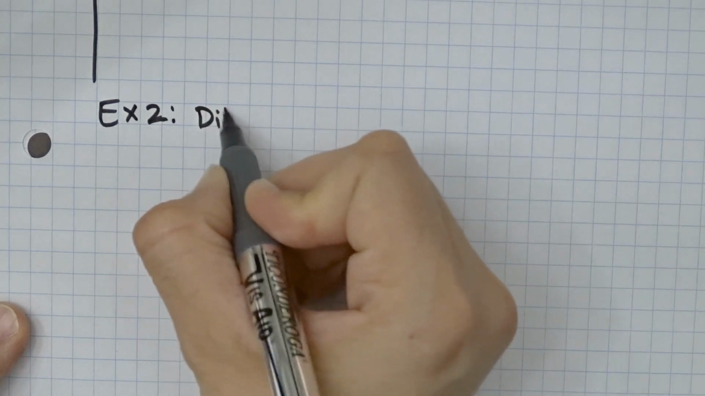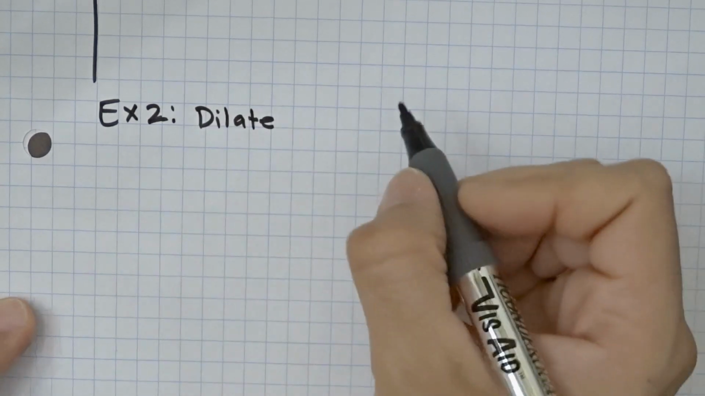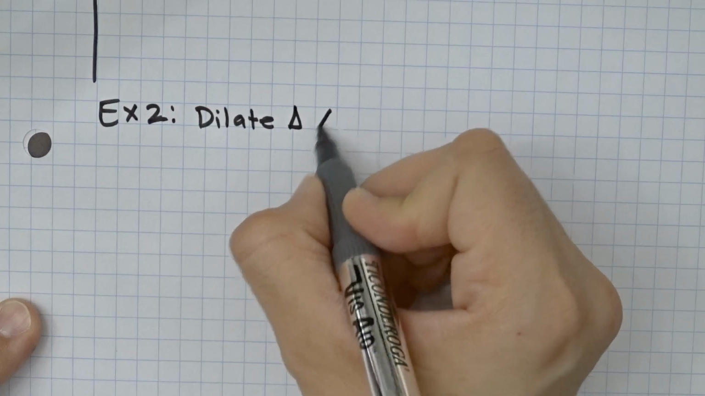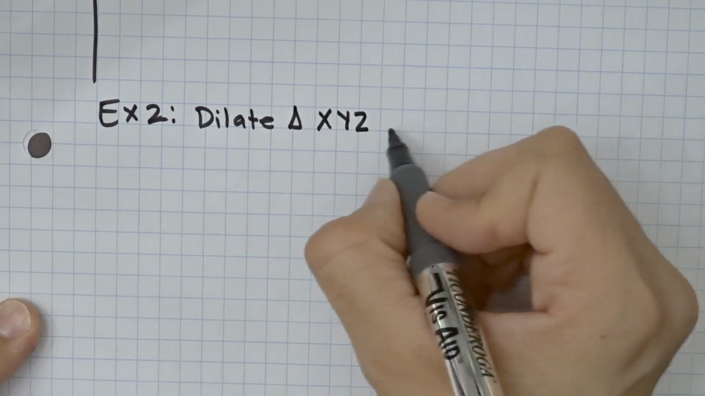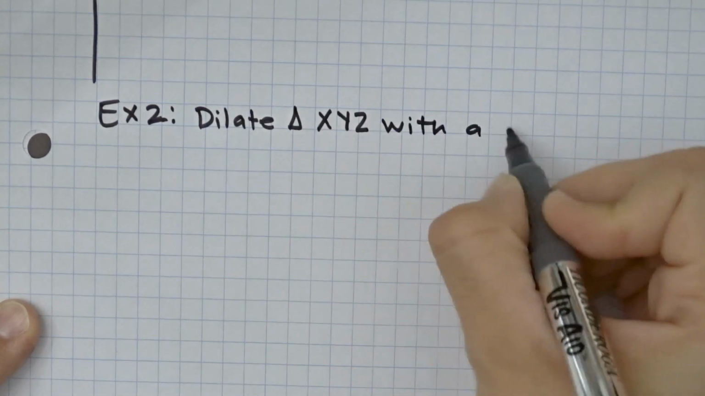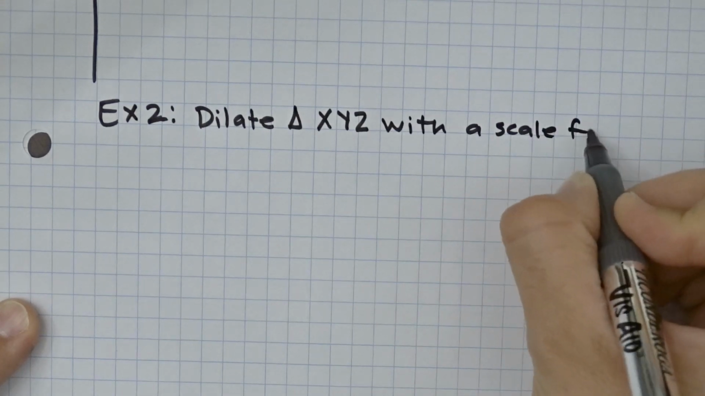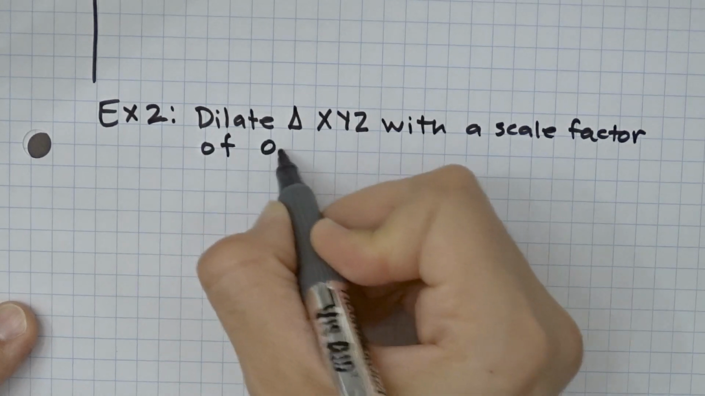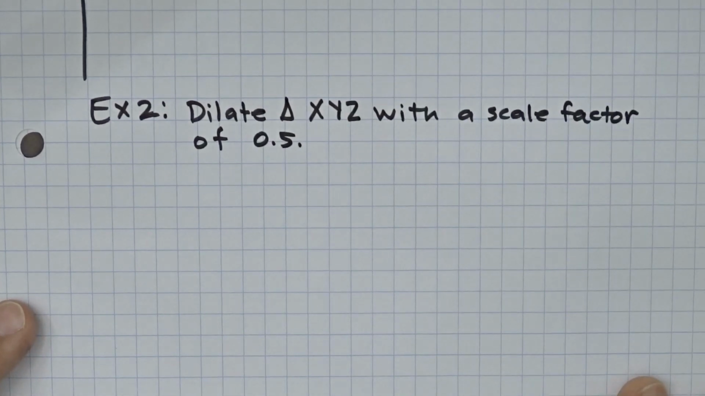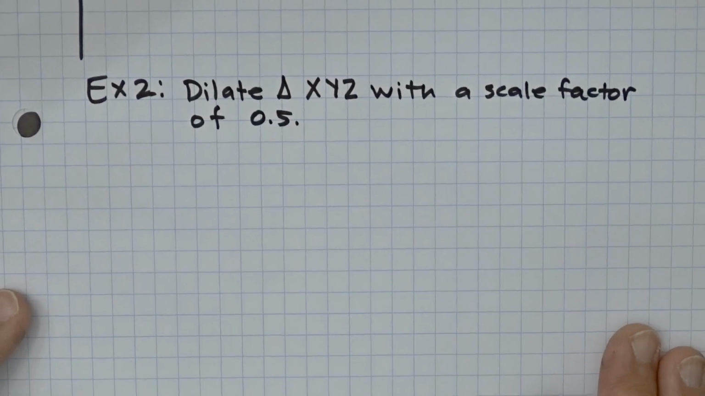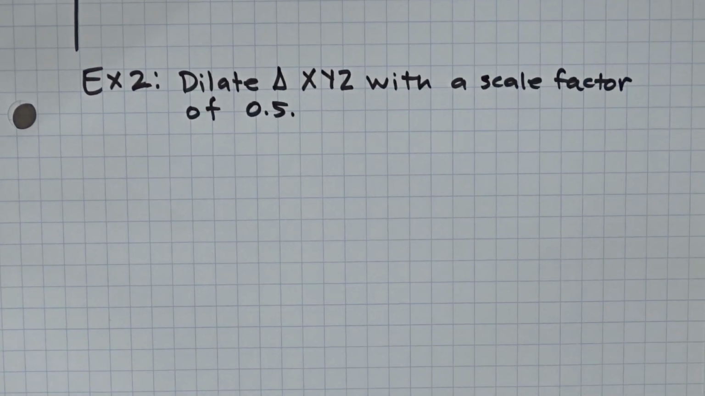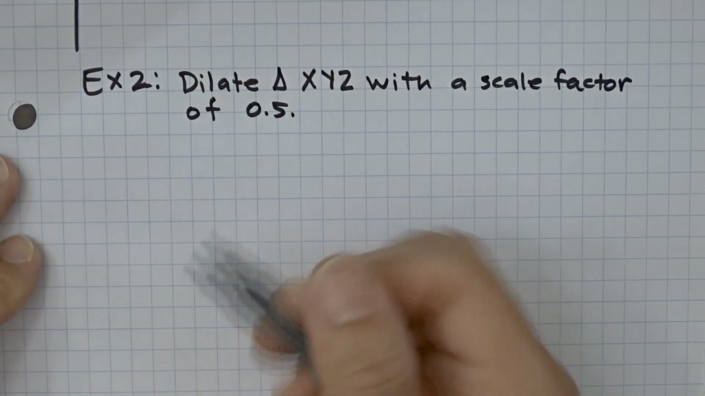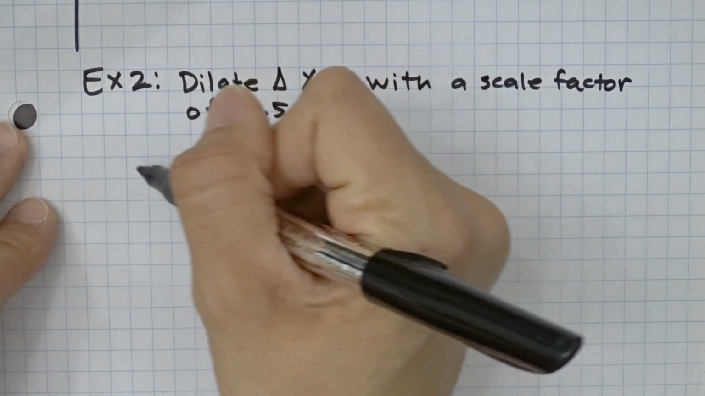So we're going to dilate triangle XYZ with a scale factor of 0.5 this time. So scale factor of 0.5. It is considered a number less than 1, decimal or fraction version, either way. So we're gonna have to graph this, so let's create our graph here.